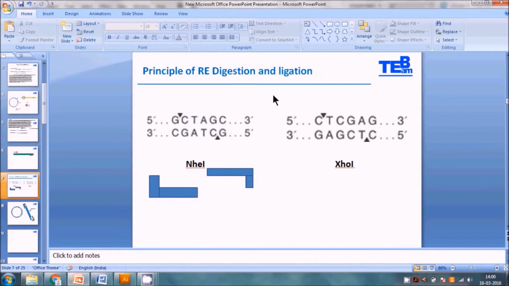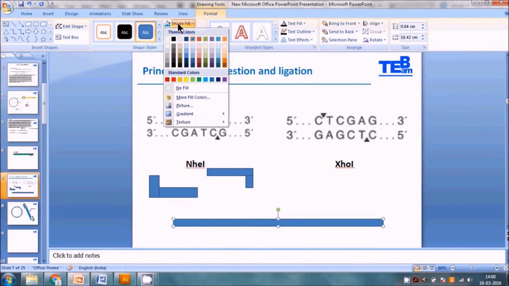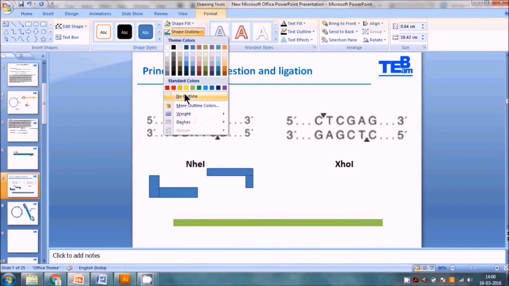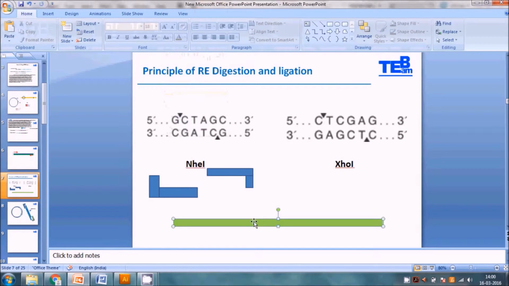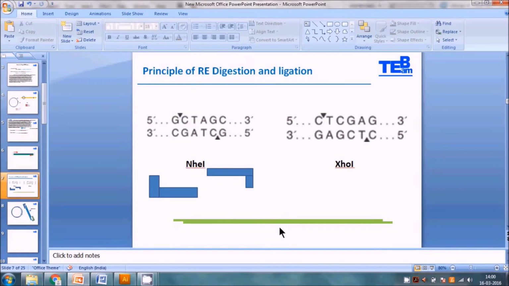So assume that you have this is your gene, and this is the NDE1 site here. After cutting, you will get some flanking region like this here. Okay, so that's what you will get at the end. It will make a sticky end here.